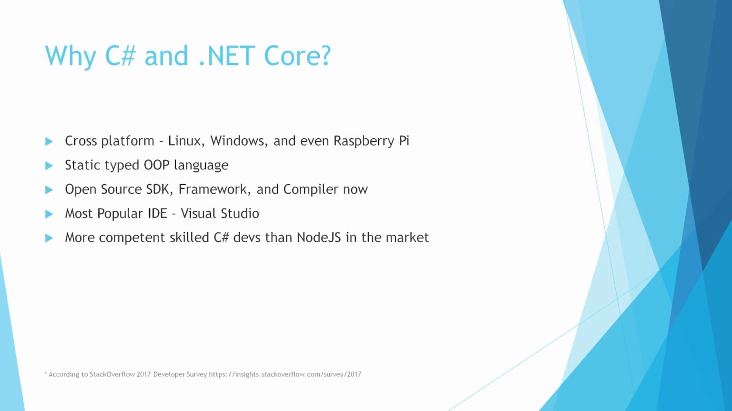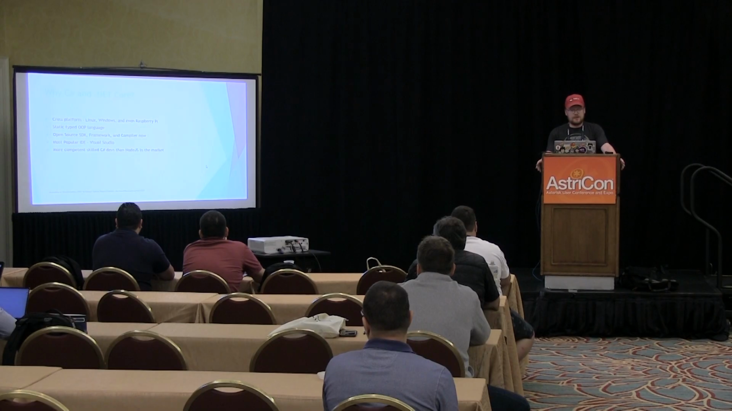So why C-sharp and .NET Core? .NET Core is cross-platform, and runs on Linux, Windows, and Raspberry Pi now. It's a statically typed, object-oriented language versus, say, JavaScript or various others. Open source SDK now: Microsoft has open sourced their SDK framework and compiler with Roslyn. So if you're big on open source, Microsoft has taken care of that now.